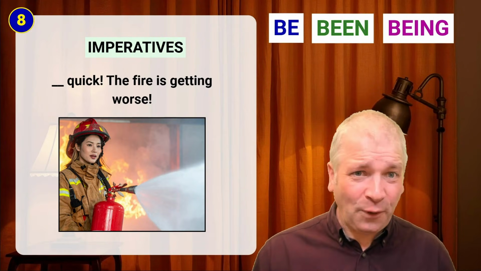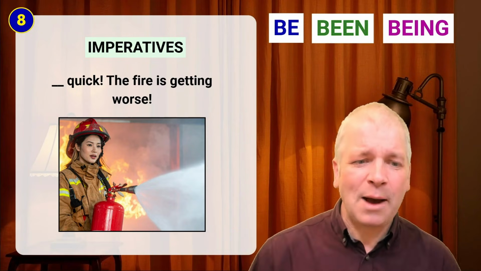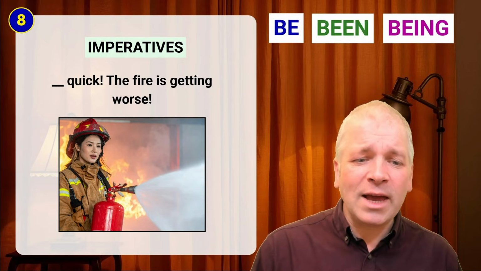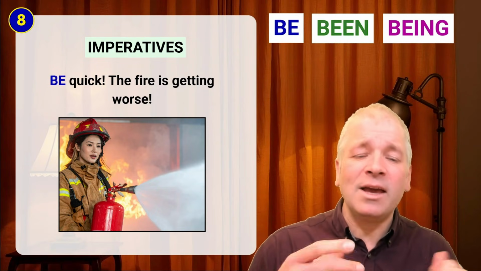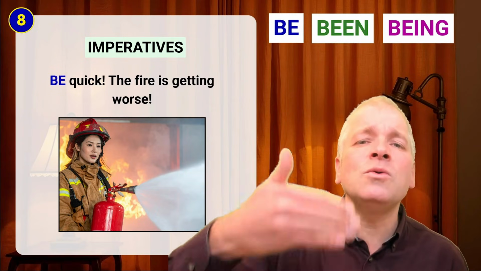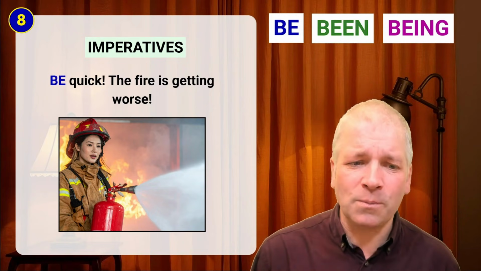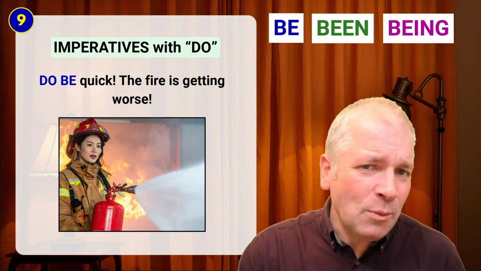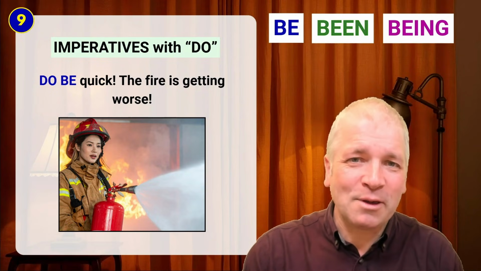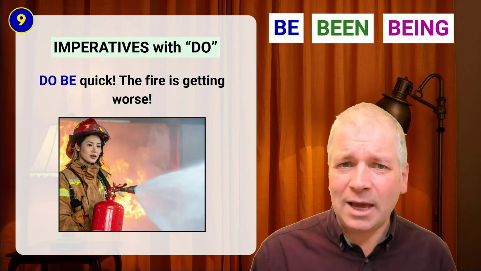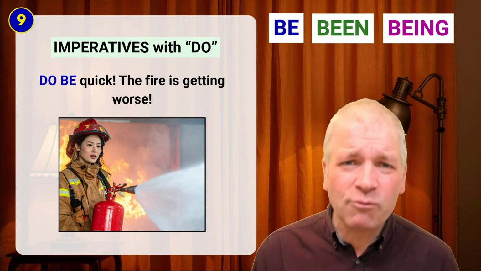Here's a lady who's a firefighter and there's a fire behind and someone who's near the fire shouts out, "Something quick, the fire is getting worse." Which word fills the gap? It's be. Be quick. In other words, this is how you need to behave. Be quick, please. That's what we want from you. It's the same when we have do at the beginning. Do be quick. The fire is getting worse. When we use do before be here, that emphasizes it more. Please do be quick. It's really, really important.